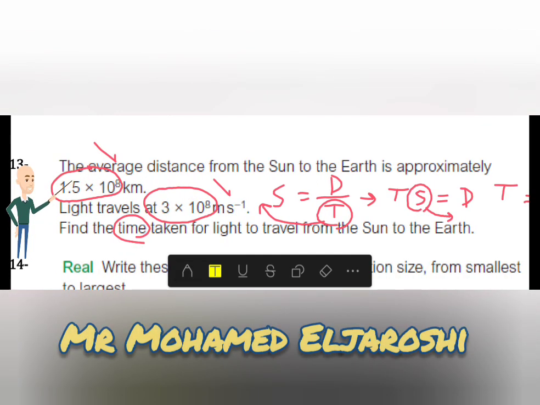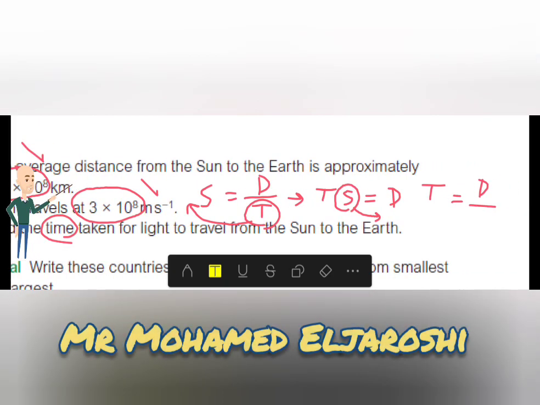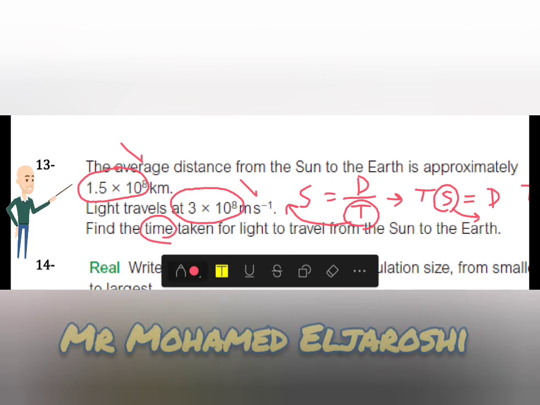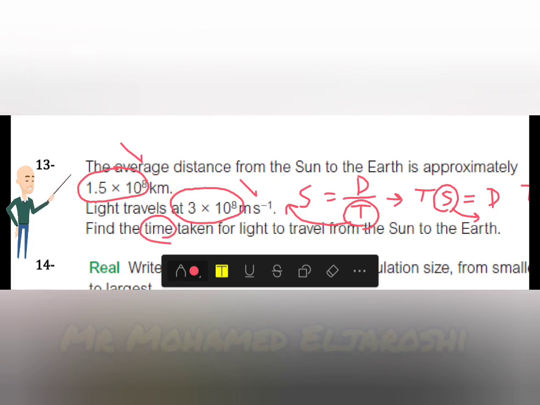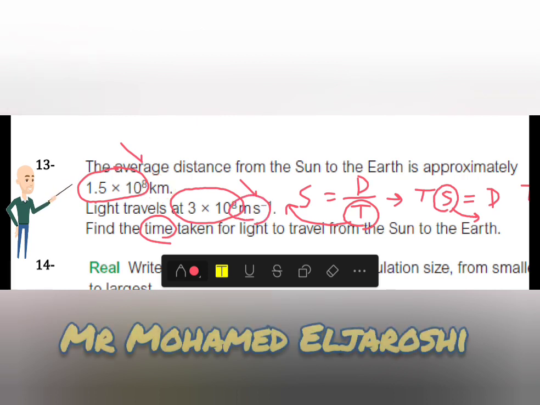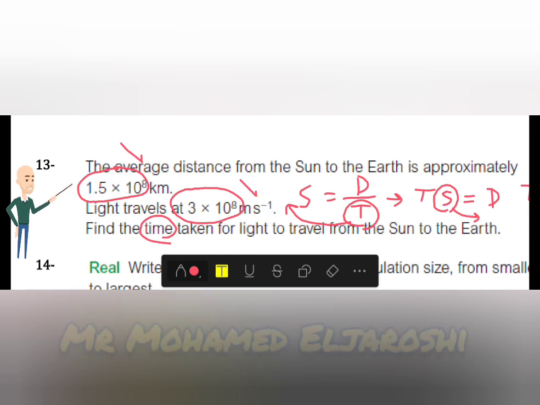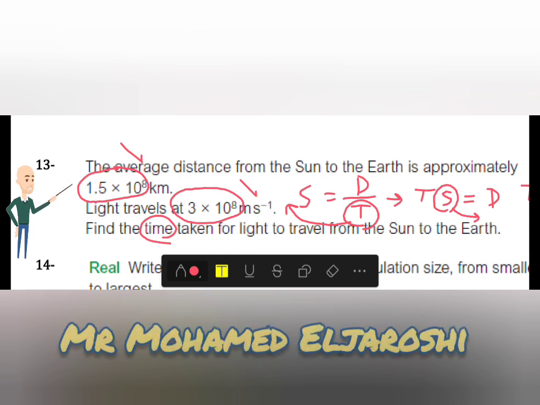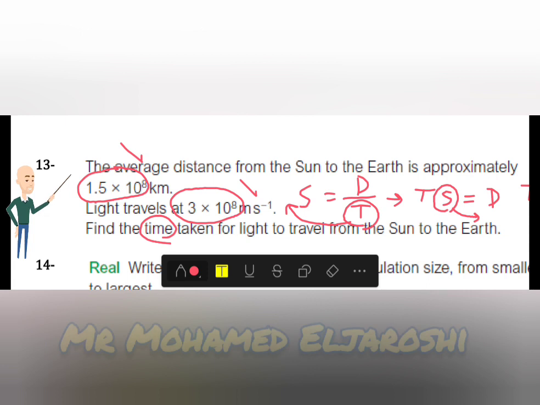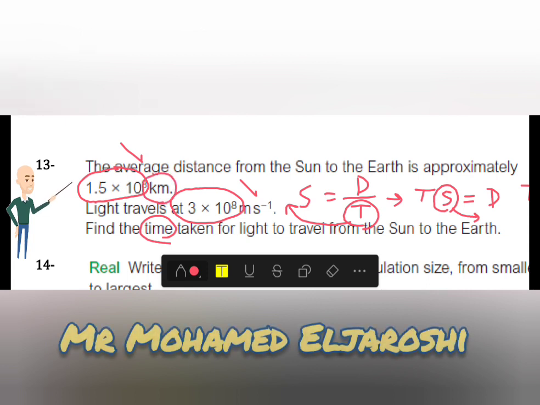Now, let me remove this. Which is the units that we're using. For the distance, we are using kilometers, and for the speed, we're using meters. But we need them in the same unit. So we have to turn the kilometers into meters. How can we turn this? We turn it by what? By multiplying. Very good, because kilometers is bigger than meters.